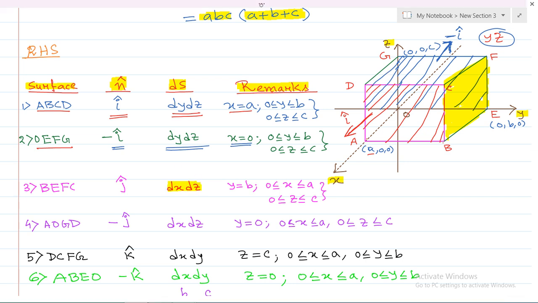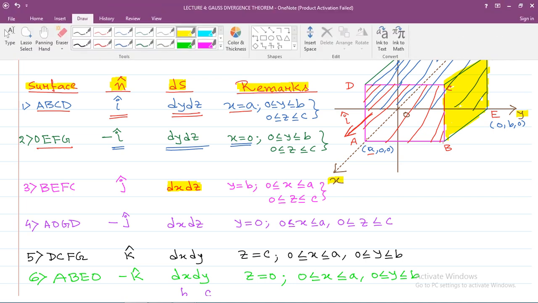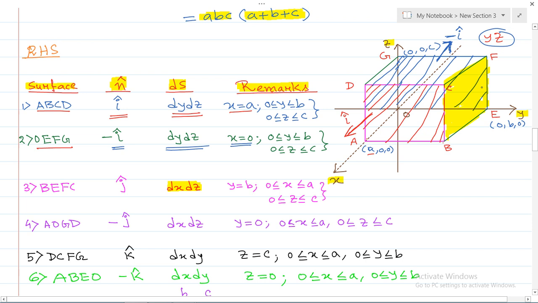Since this surface is parallel to the XZ plane, the unit normal of this surface will be along the y direction. The outward unit normal will be in the y direction, so we have the unit normal as j cap. So n cap equals j cap. Now how have we fixed this yellow surface? We have traveled distance b along the y-axis, so y equals b throughout the surface BEFC, where x will vary from 0 to a and z will vary from 0 to c.